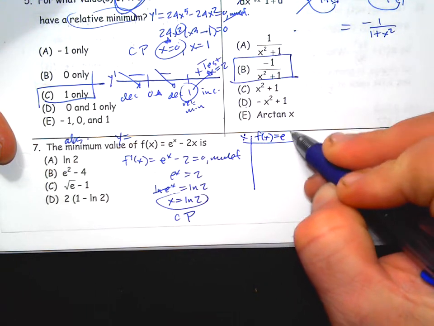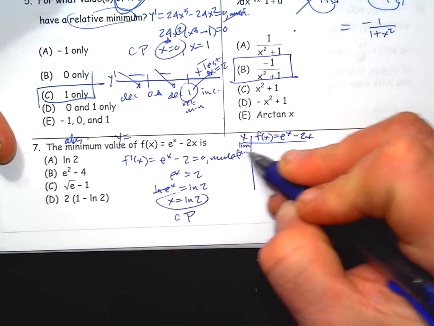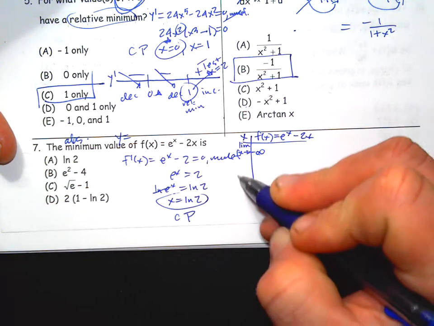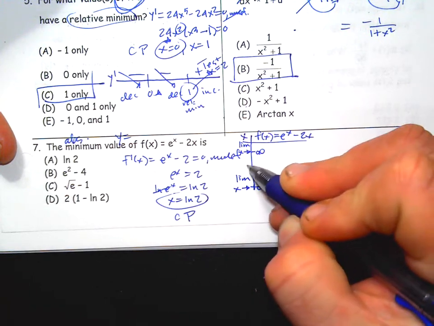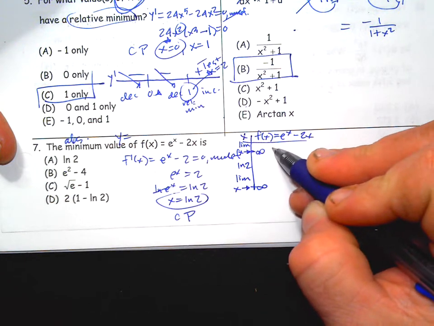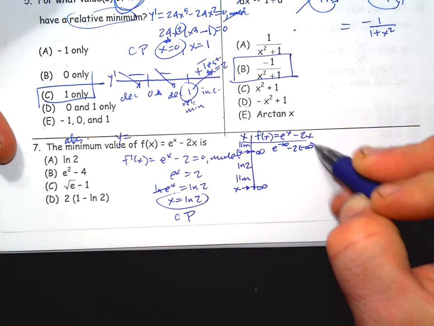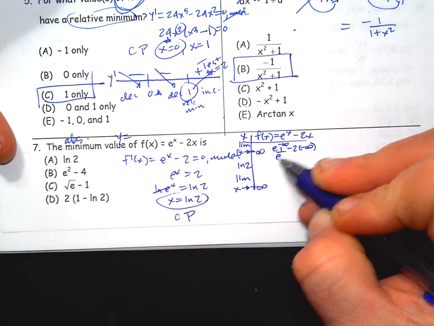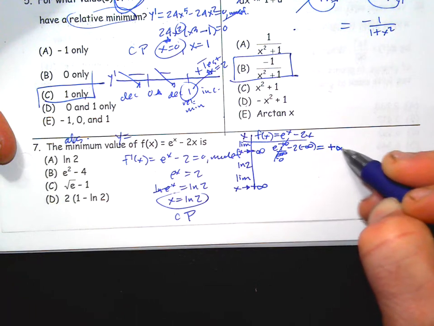Since there are no endpoints, we have to take the limit as x goes to negative infinity and the limit as x goes to positive infinity, and then try natural log of 2. As you go to negative infinity, you're going to get e to the negative infinity minus 2 times negative infinity. Now, e to the negative infinity is 1 over e to the infinity, which goes to 0, but you're still going to positive infinity.